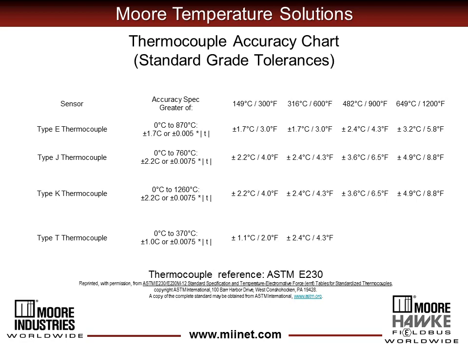From one of the temperature standards we use in the US, ASTM E230, if we look at the column marked 300 Fahrenheit, we see that a standard grade thermocouple, a J or a K, has an uncertainty of about plus or minus 4 degrees Fahrenheit.